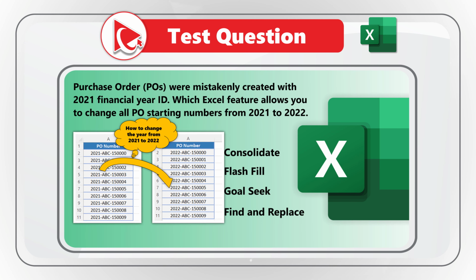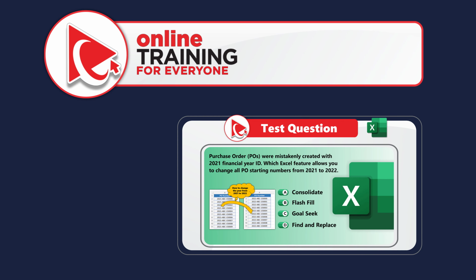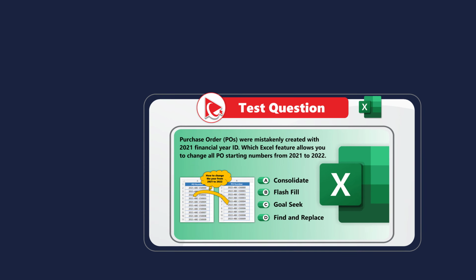Take a close look at the purchase order numbers in Microsoft Excel and see which feature you would choose to complete the action. Did you figure it out? I am moving forward to share with you my version of the solution. And obviously, if you have a better way to solve it, please make sure to post in comments.